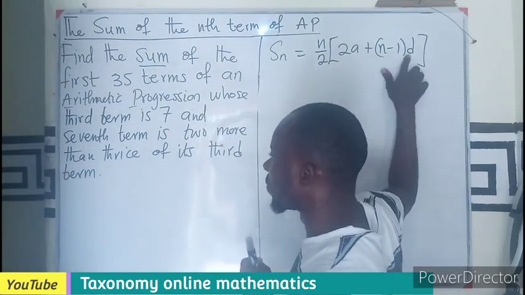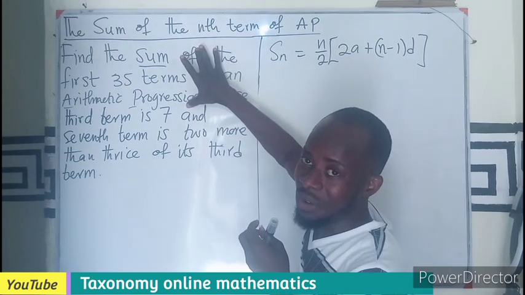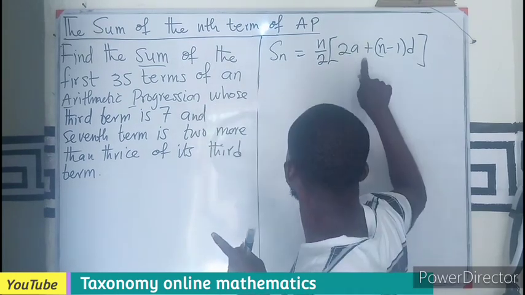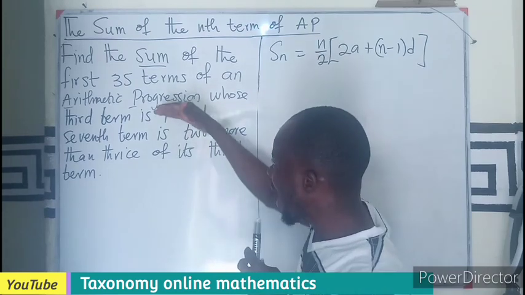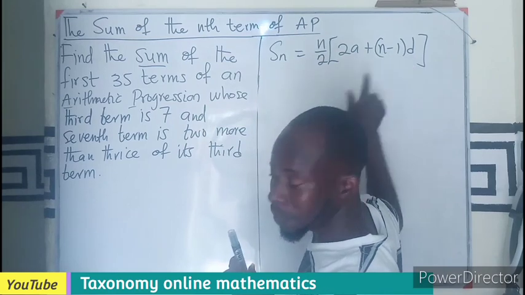Then we also need the common difference. So you can see that from here to here, we have our nth term, but from here to here can help us to find the a, which is the first term, and that of the common difference. So let's see how we can rewrite this in order to get what we are looking for.